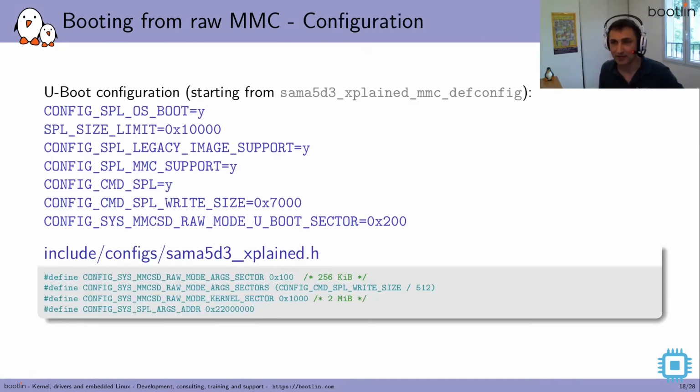So to begin with, here's the configuration for this mode, raw MMC. So that's the U-Boot configuration. I started from the MMC dev config. So here are the settings like enable Falcon Mode, maximum SPL size, and a few other settings such as enabling SPL export, specifying where U-Boot is stored. That's a configuration parameter. And then in the .h file for my board, I have the location of the RX file, the offset actually, the size of it, the kernel image offset as well, and the location in RAM where to store the RX temporarily.